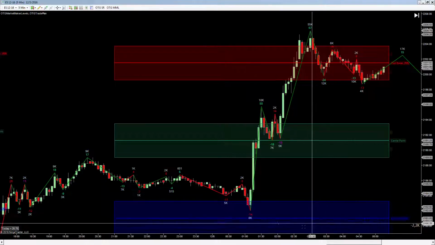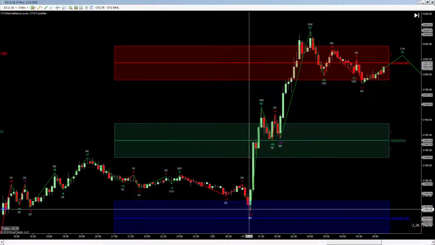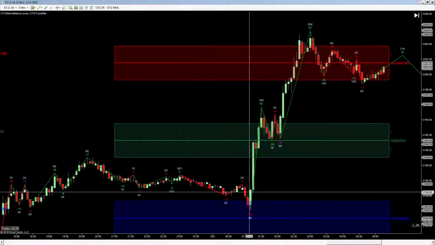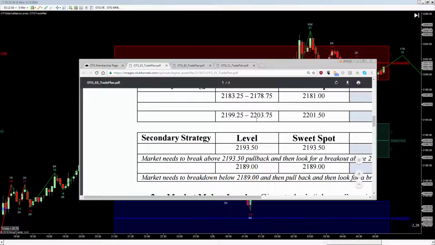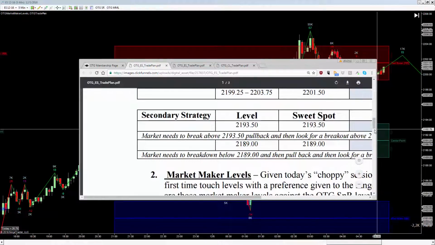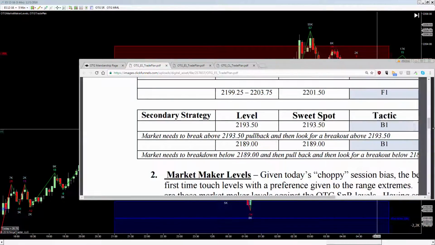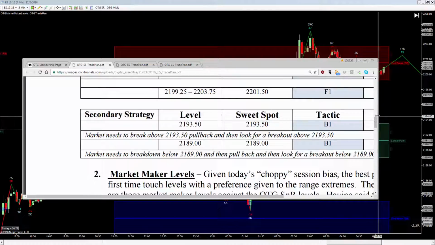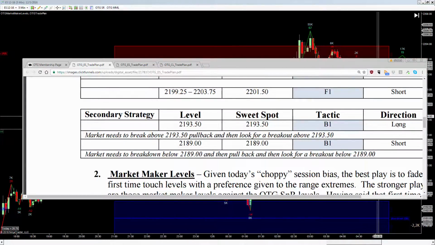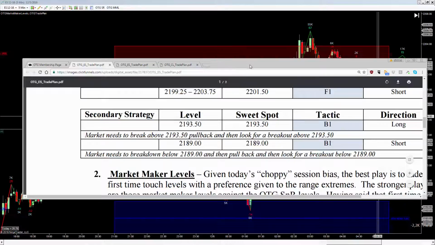Now, the other area, if you missed this opportunity, and I did because I don't trade at, this is 1:10 a.m. Central Time. I'm not trading at 1:10 a.m. Central Time. The next opportunity would have been this 21.93 half. We talked about the market needing to break above 21.93 half, pull back, and then look for a breakout above that same 21.93 half. That was a secondary strategy, and let's bring this out a little bit here. That was the direction there, long. All right, so that was the area that we were looking for.